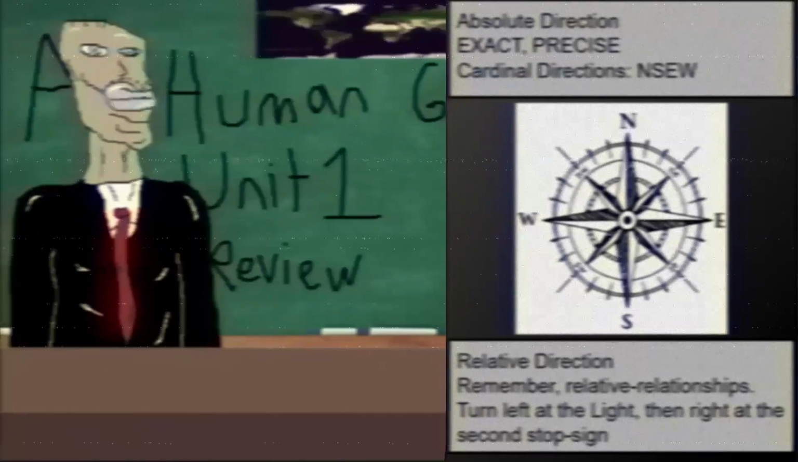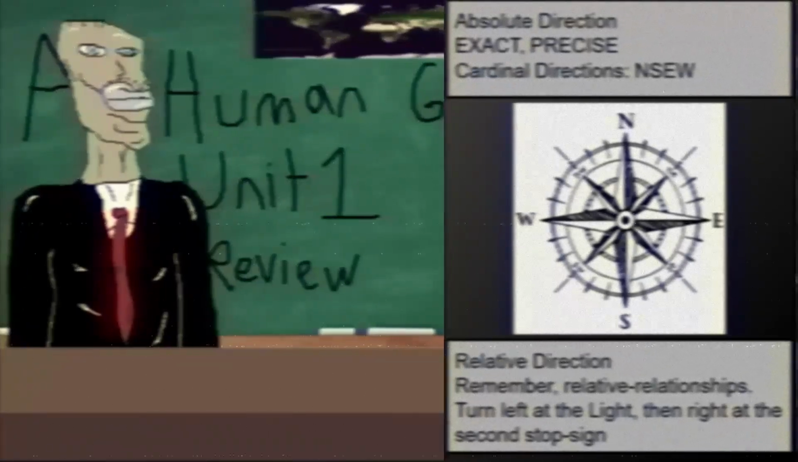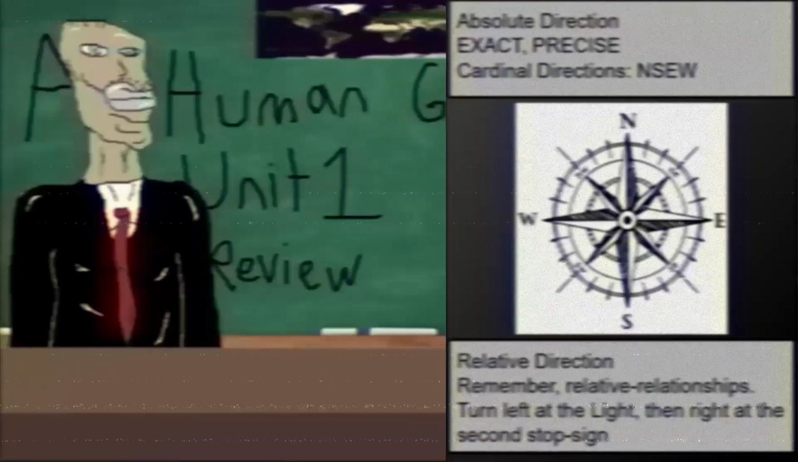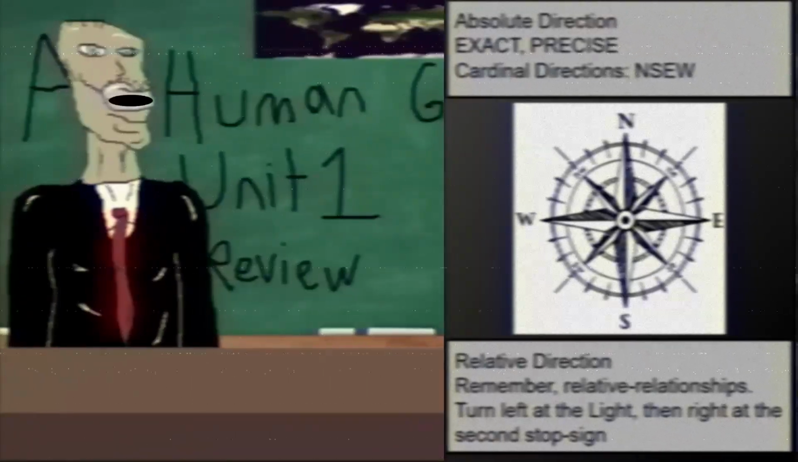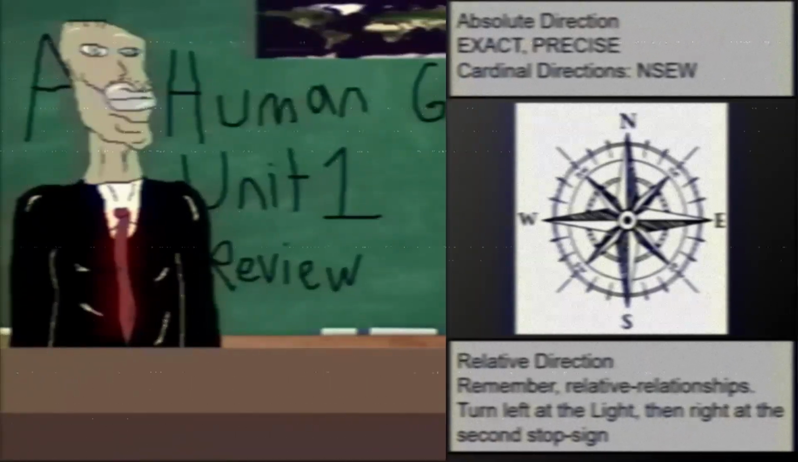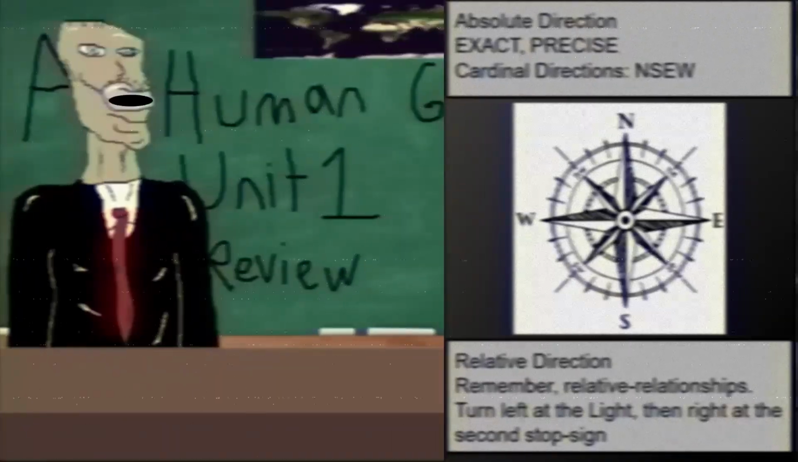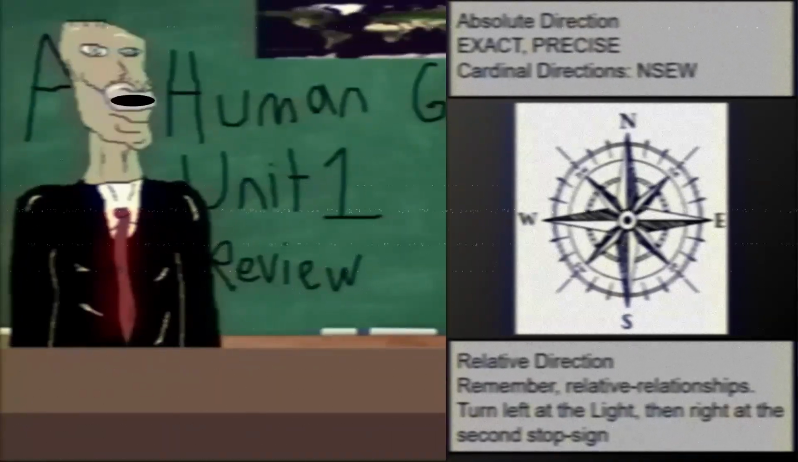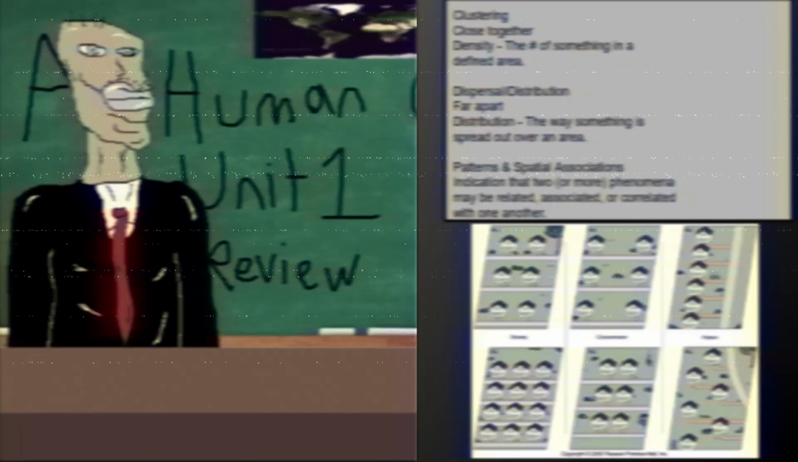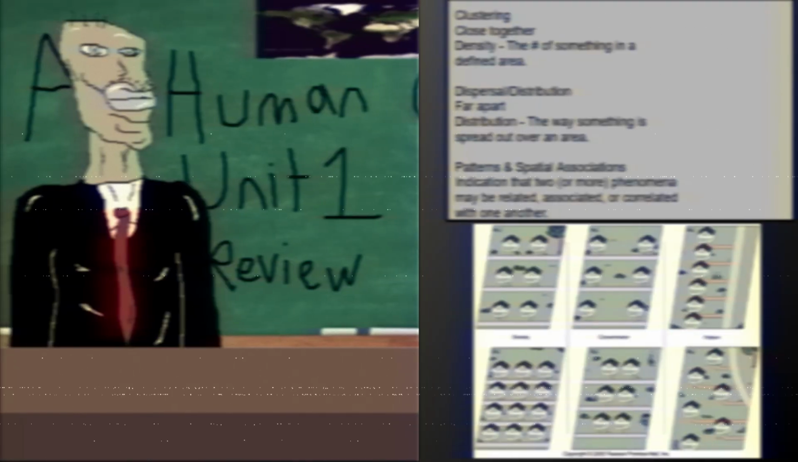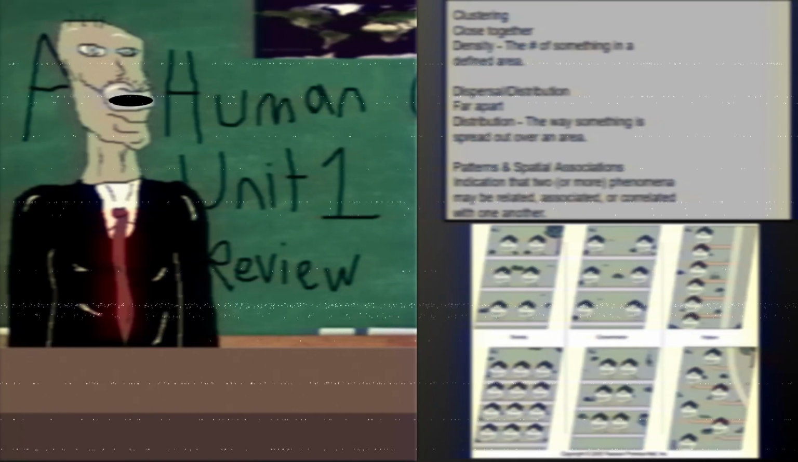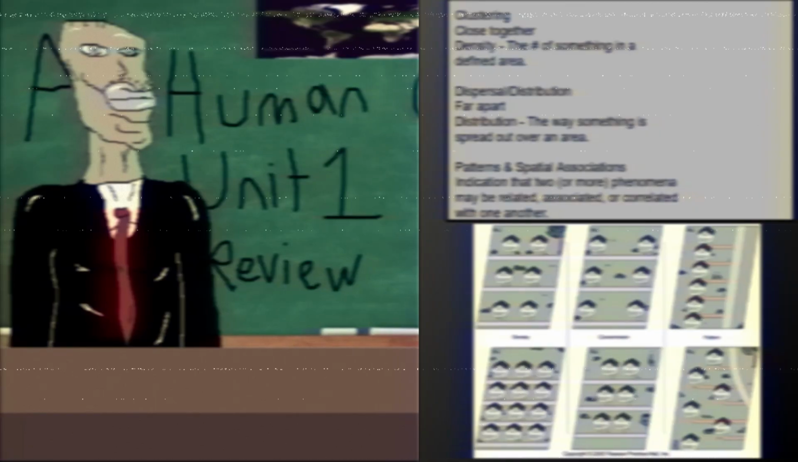Absolute direction is north, northwest, northeast, east, west, south, southwest, and southeast. Relative direction is like being told to turn left at the church. Clustering is close together. Dispersal is further apart, and pattern is set up in a certain way.